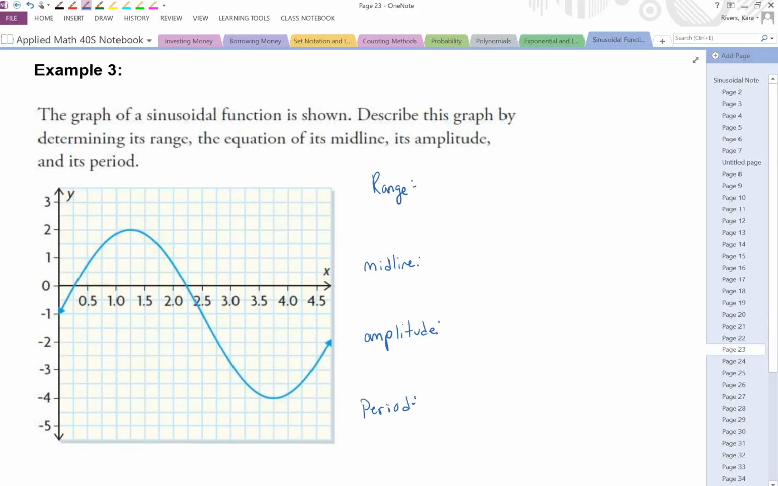Alright, so we can see the range because we can see the maximum value here is at y equals 2, and the minimum value here is at y equals -4. So the range goes from -4 to 2.